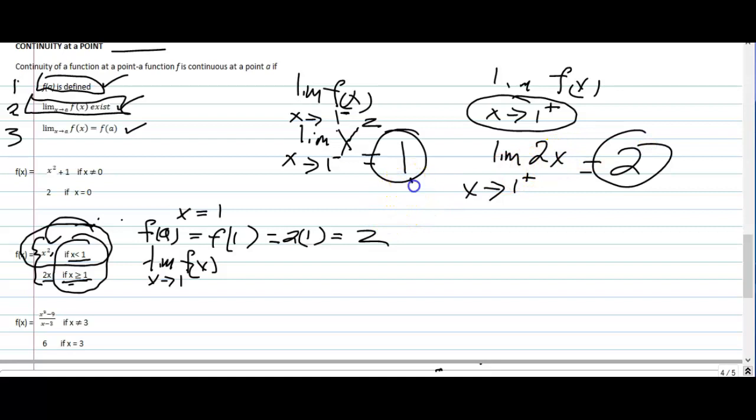So the left and right limits exist, but they are not equal to each other. So the second condition is not met. In order for the ordinary limit to exist, both the left and right limits must exist, which they do, but they must be equal to each other, and they are not equal to each other. So the ordinary limit doesn't exist.